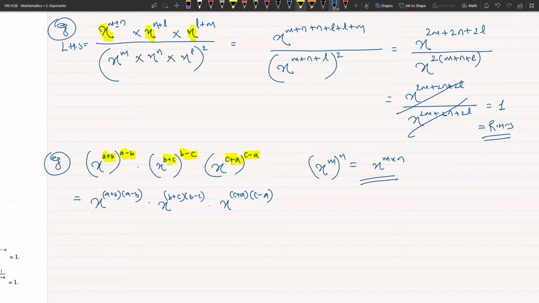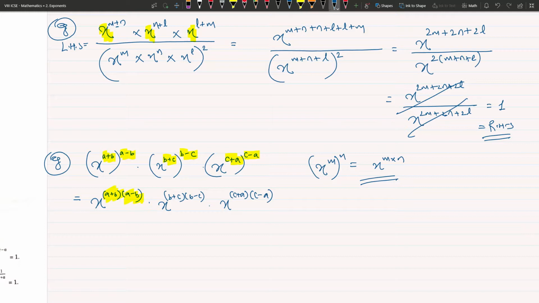ठीक है. Now, I would want to know कि तुम्हारा algebra कितना अच्छा है. तुम्हें पता है a plus b into a minus b कितना होता है? What is a plus b times a minus b? ये एक algebraic identity है. क्या तुमने 7th में पढ़ी है ये identity? Do you remember it from class 7th? It's okay if you don't remember.